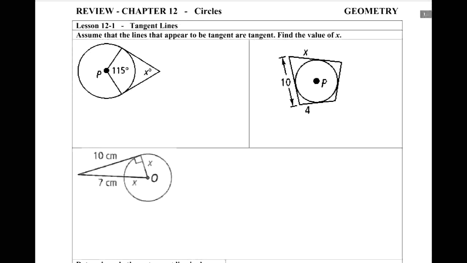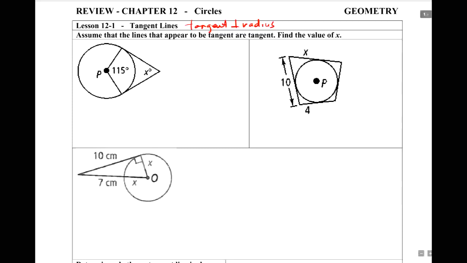Review Chapter 12, Circles. Okay, we started out this section, 12.1, with tangent lines, and the main idea here was that a tangent line is perpendicular to a radius at the point of tangency. Okay, let's look at our first problem here.